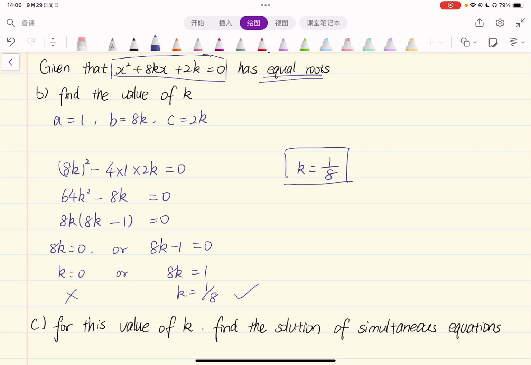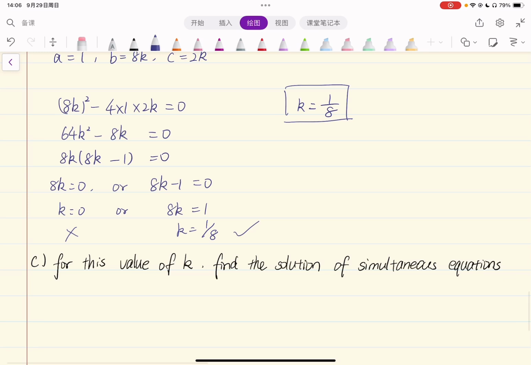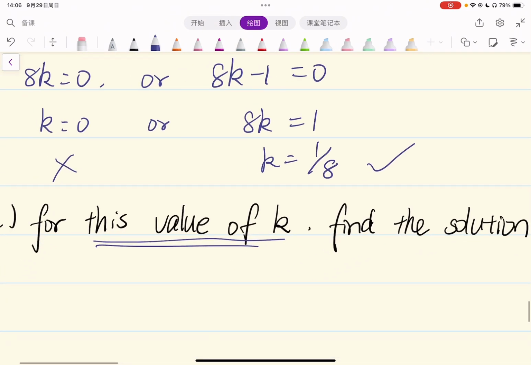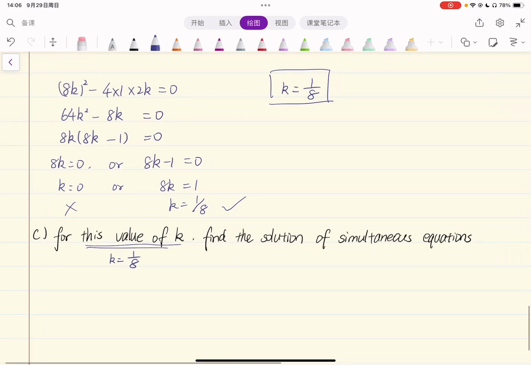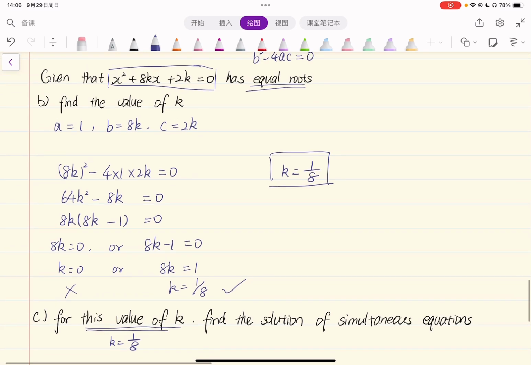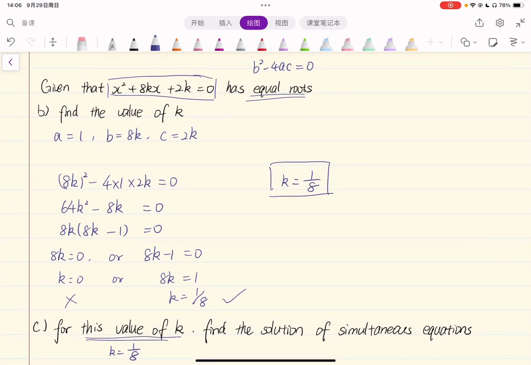Well, let's move on to part C. The question said for this value of k, find the solution of the simultaneous equations. So this value of k is the answer from the previous part. So we have k equals 1 over 8, and you need to find the solution of the simultaneous equations. And don't forget that x squared plus 8kx plus 2k equals 0 is a new quadratic equation. It is not the original one.